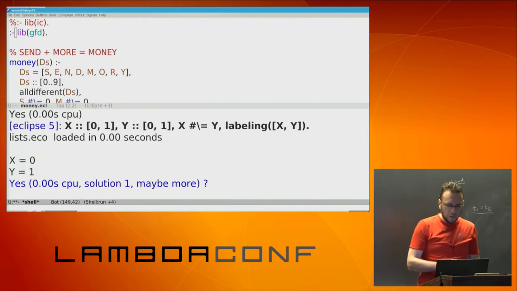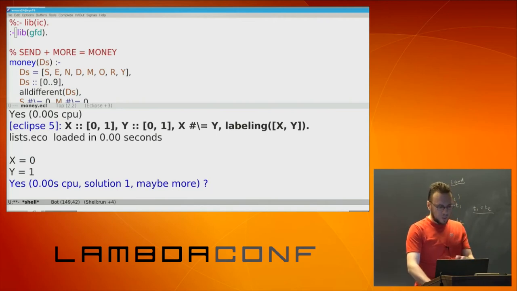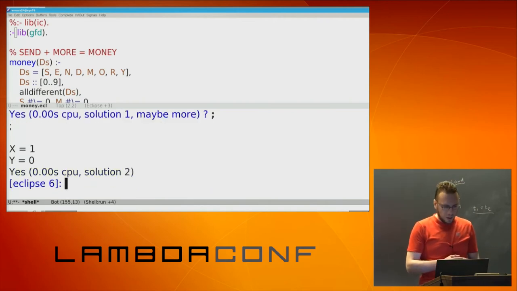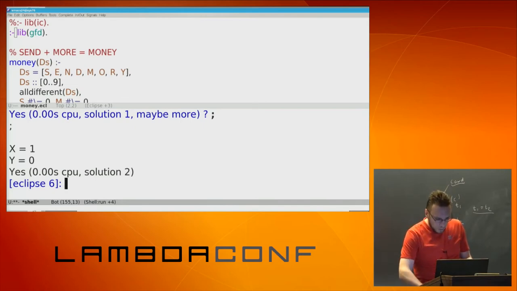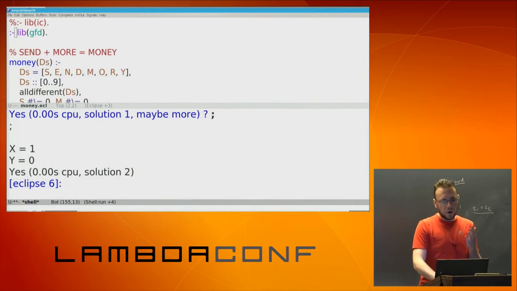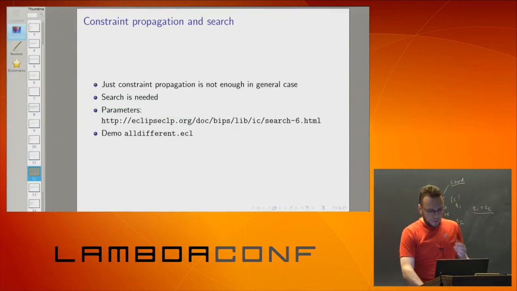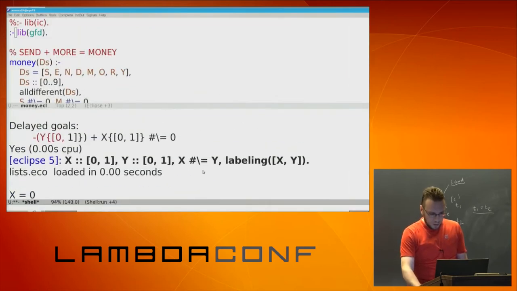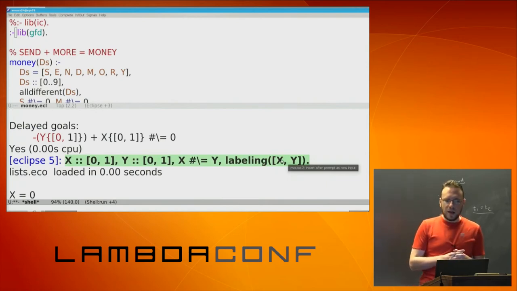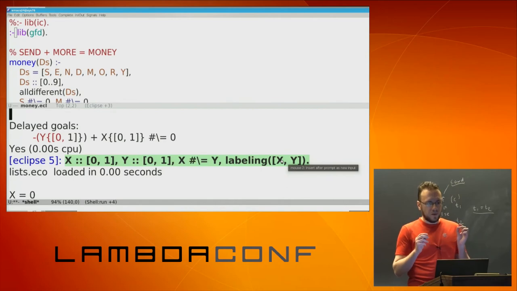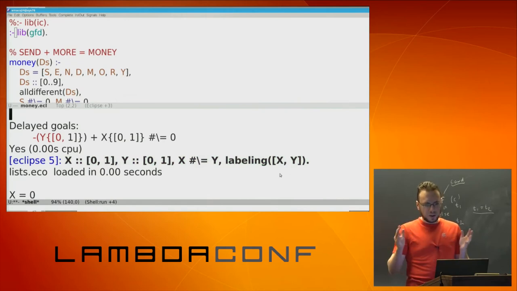If you run labeling, we get our concrete values. It's one solution. The second solution is x is equal to 1. So we need search, and labeling is like the simplest form of search. It just takes the first variable. Like here, it takes x and assigns it the minimum value from the domain. So it takes x and assigns it 0. And after that, constraint propagation fires. And if we need more search, it takes the next variable and assigns to it the next value.